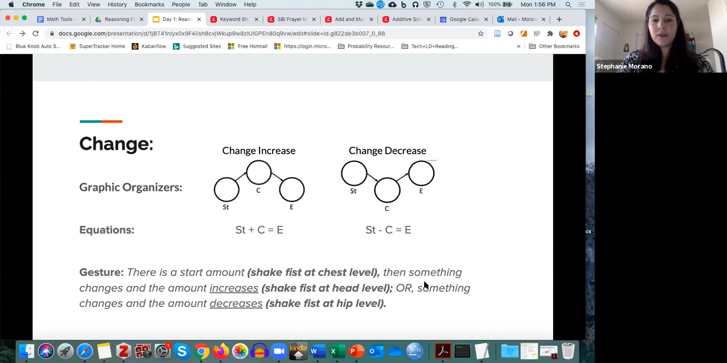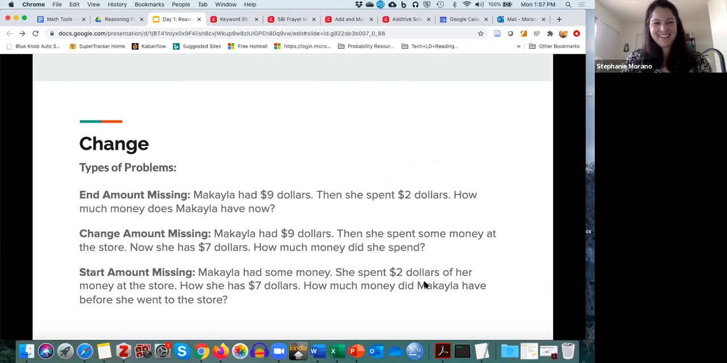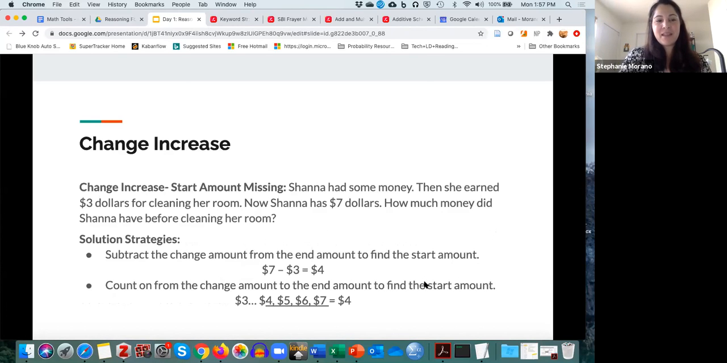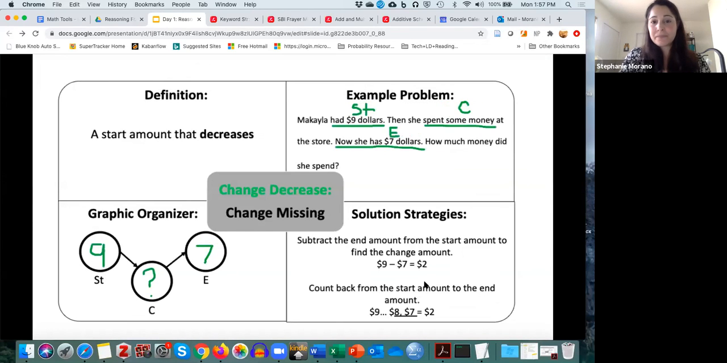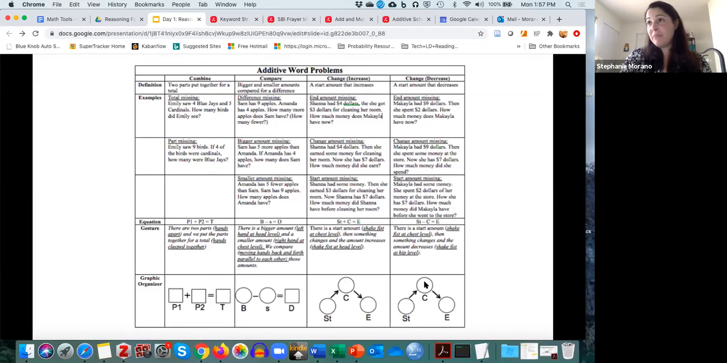Here are the graphic organizers, the equations. The gesture for this one looks like this. There's a start amount. You shake your fist at chest level. There's a start amount. Something changes and the amount increases, or the amount decreases. To decrease, you can't see me, but I'm shaking my fist down at my hip. Okay, we've got examples of the 3 different types of problems, the solution strategies for each, and then these FRAIR models for each. So that was a really, really quick drive-by of the 3 different additive schemas and all the different types of problems that we teach within each schema.